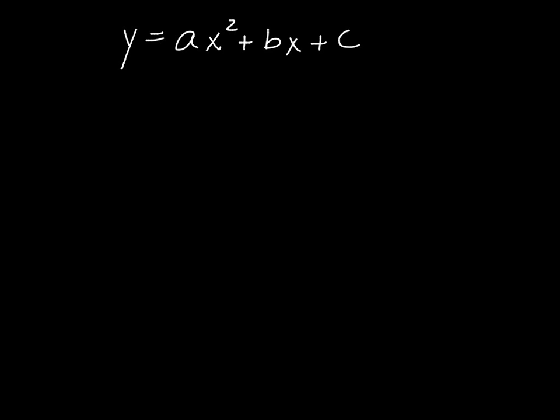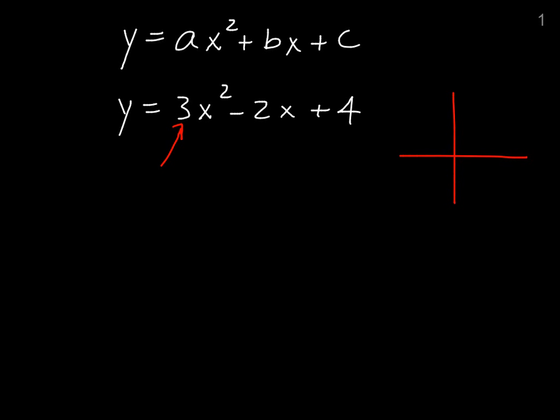Let me give you a numerical example of what the general form might look like. It might look like 3x squared minus 2x plus 4. So how do we interpret this form? Well, the sign of a will tell us whether it opens up or down. When the sign of a is positive, we have an upwards opening parabola, and when it's negative, it's going to be a downwards opening parabola.